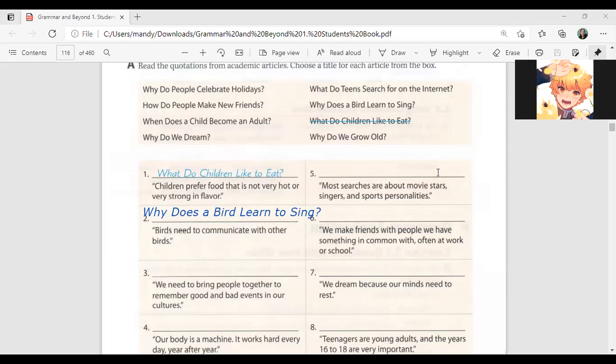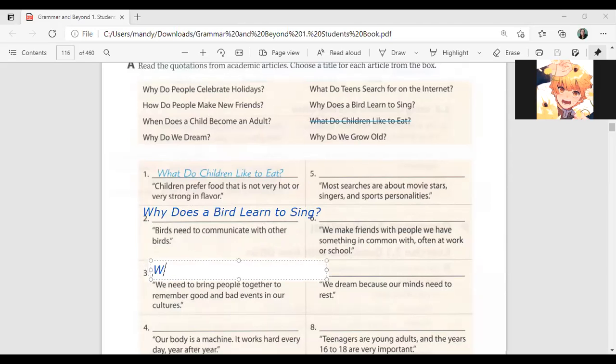We need to bring people together to remember good and bad events in our cultures. Okay, I think it is, why do people celebrate the holidays? Okay, so let's see. In that case, we have different options. So, why do people celebrate holidays? Yes, okay. We need to bring people together to remember good and bad events in our cultures. Yeah, it's possible. Okay, so we write this question here.